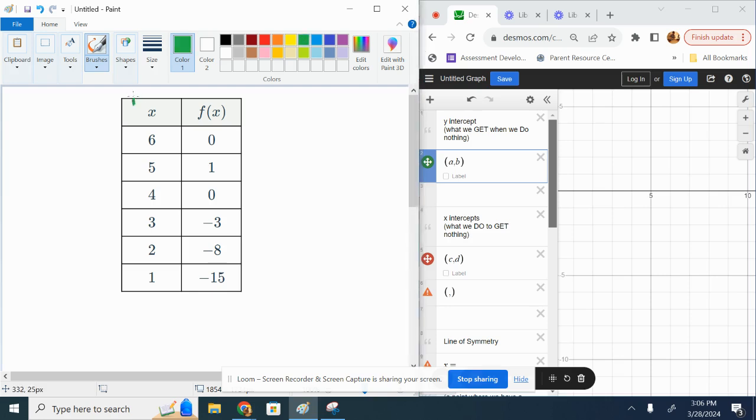So I want to remind us that this is what we do and this is what we get. These are the values that we input. The outputs are the values we get. And I'm noticing here that there's a pattern 1, 2, 3, 4, 5, 6, but I'm missing the 0. So I need to find out what do I get when I do nothing.